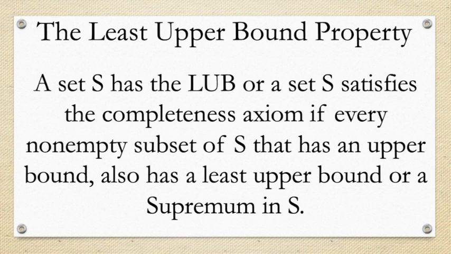A set S has the least upper bound, or a set S satisfies the completeness axiom, if every non-empty subset of S that has an upper bound also has a least upper bound, or a supremum in S. The set must be non-empty. This is important since if the set is empty, how will there be a supremum? So it must contain something.